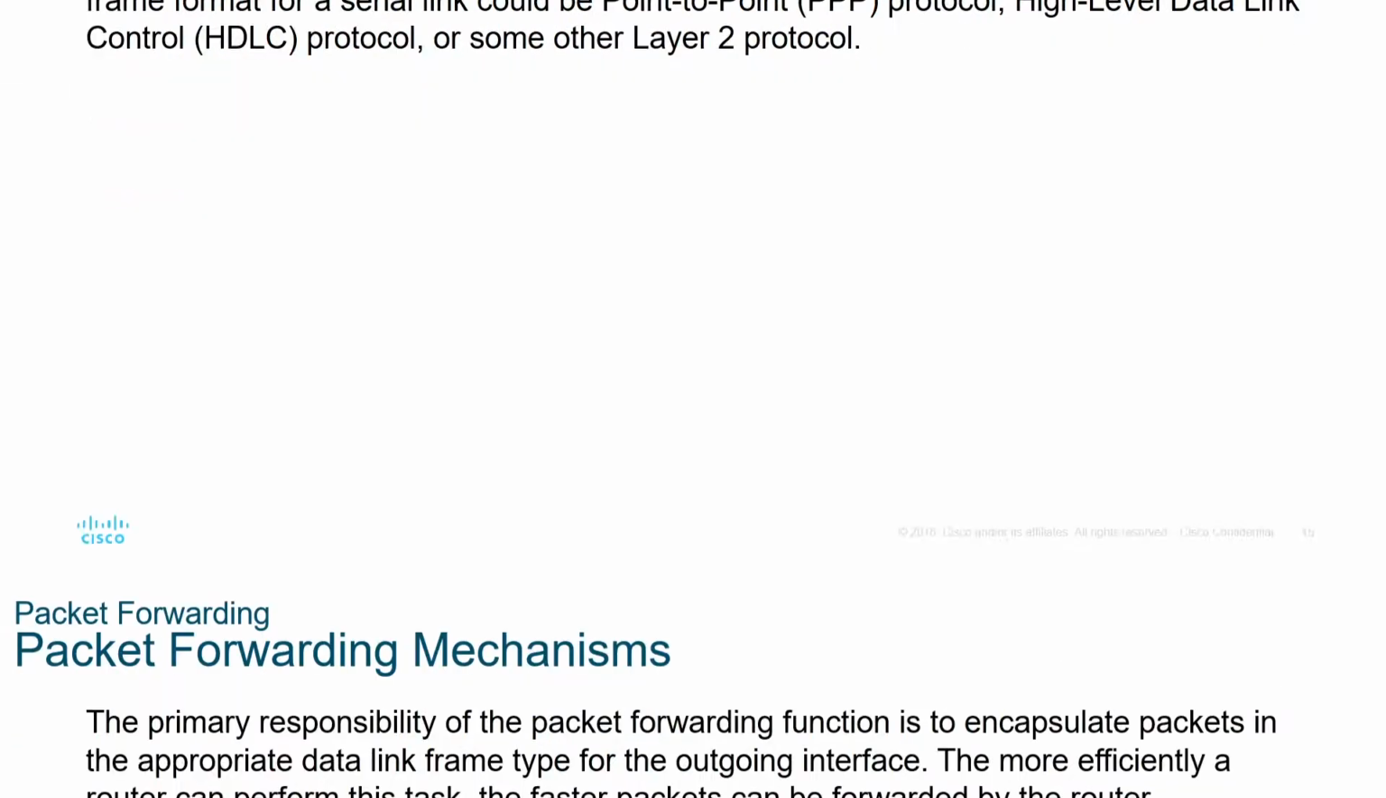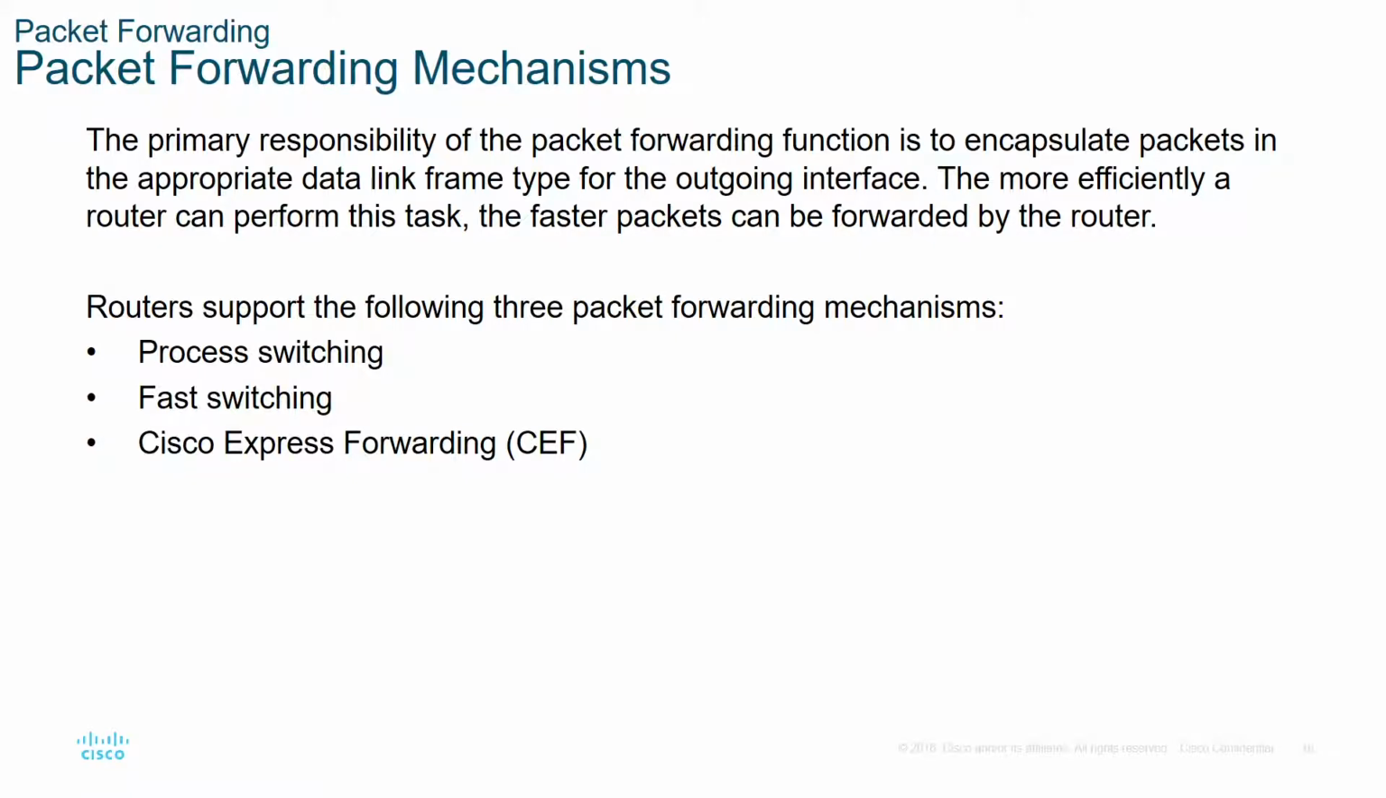Packet forwarding mechanisms. The primary responsibility of the packet forwarding function is to encapsulate packets in the appropriate data link frame type for the outgoing interface. The more efficiently a router can perform this task, the faster packets can be forwarded by the router. Routers support the following three packet forwarding mechanisms: process switching, fast switching, and Cisco Express Forwarding, CEF.